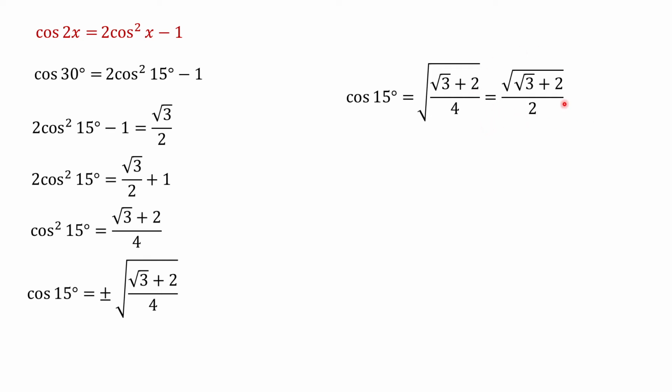So we can simplify it a little bit. The square root of the fraction is the square root of the numerator, which is what you have here, divided by the square root of the denominator. The square root of 4 is 2. And that could be the final answer.